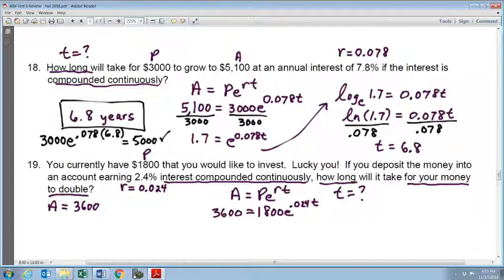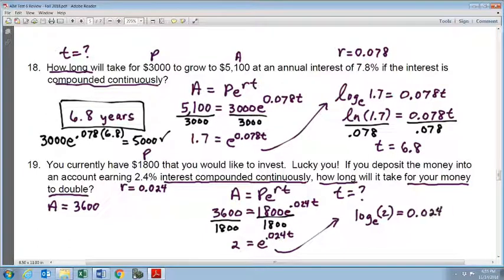It's very similar to what we just did. Divide by 1,800 on each side. You get 2 is equal to e to the 0.024t power. Let's change to log form. And we should write this using the natural log notation. The only thing left to do here is to divide by 0.024. And so you get t is equal to 28.9.